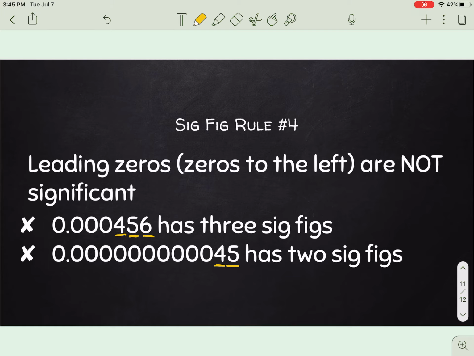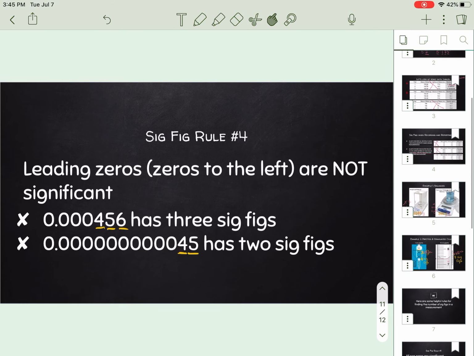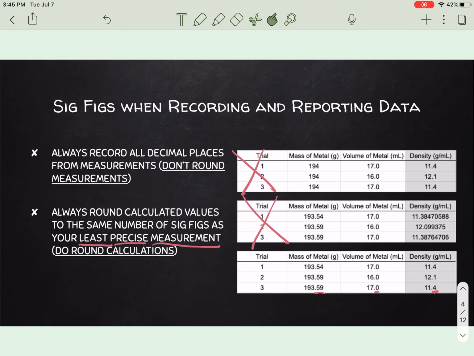So that's sig figs in a nutshell. The most important thing to keep in mind, though, is how this impacts the reporting and recording of data. So the most important thing you need to remember is don't round your measurements. Record them exactly, estimate that last digit on a pipette or a ruler. But do always round your calculations.